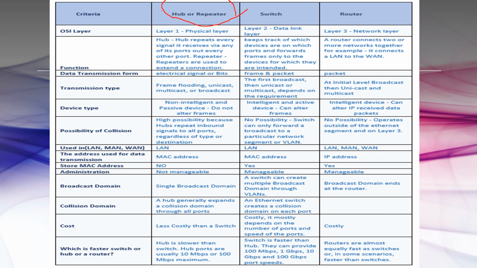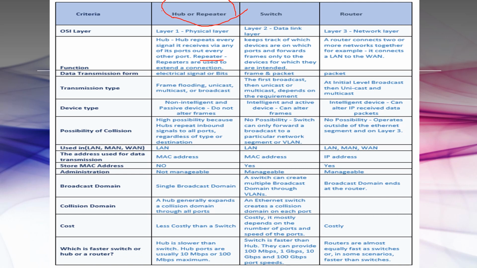And repeaters are normally used to extend the signal. We can use repeaters just to extend the signal. Hubs can become repeaters, but repeaters cannot become hubs. Repeaters are not used to connect a lot of devices together for communication. They just extend the signal.